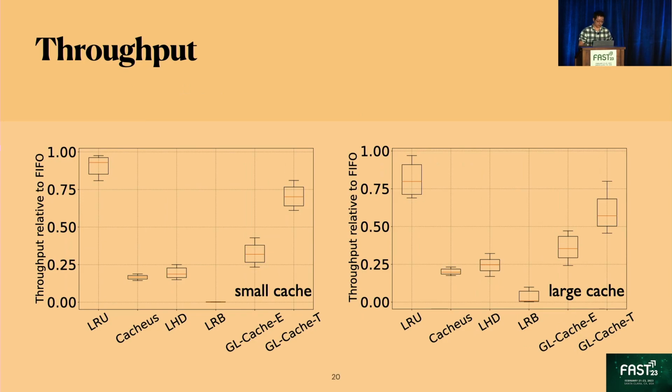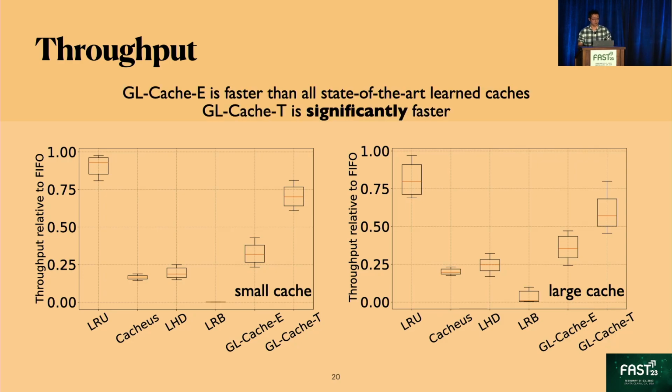Now let's look at throughput. LRU has no problem, which has the highest throughput, while CACHEUS, LHD, and LRB have much lower throughput. Compared to the 3 known caches, Geocache E has slightly higher throughput, while Geocache T has significantly higher throughput. So in other words, Geocache can achieve both efficiency and throughput.